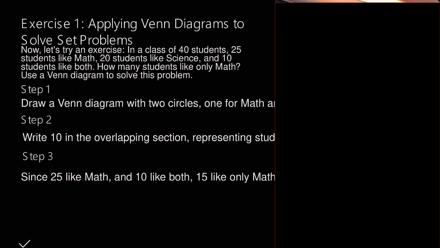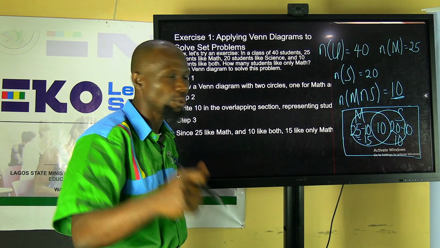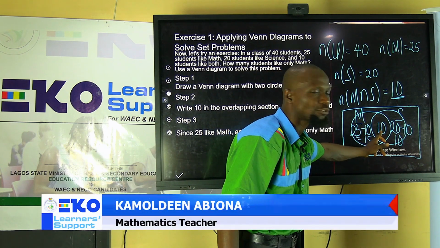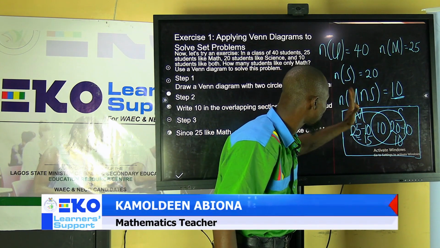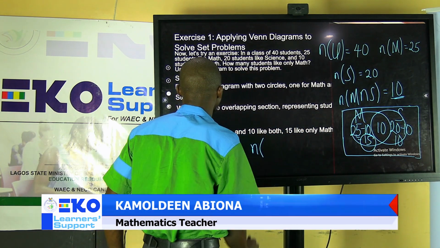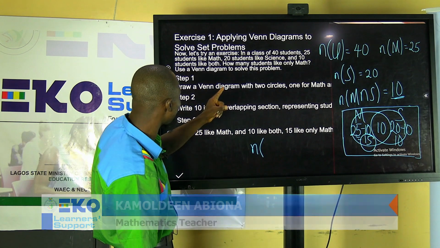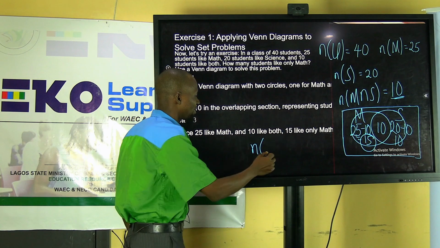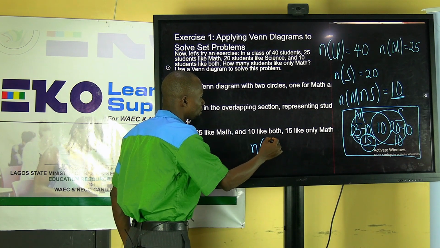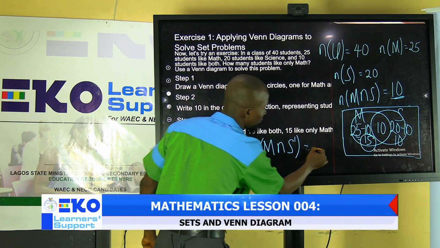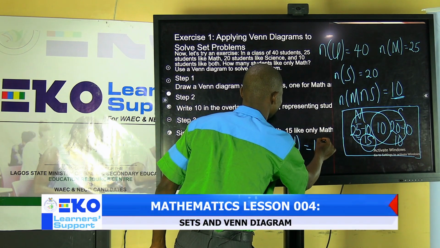It says how many students like only mathematics? Like only mathematics. So it means that is 25 minus 10, because 10 students like both mathematics and science. So 15. So the question, number of students that like mathematics only, mathematics and not science. That's another way we write that. Mathematics, but not science. And that is 15. All right.